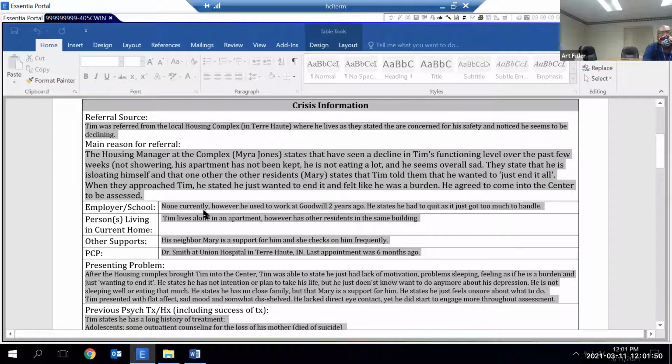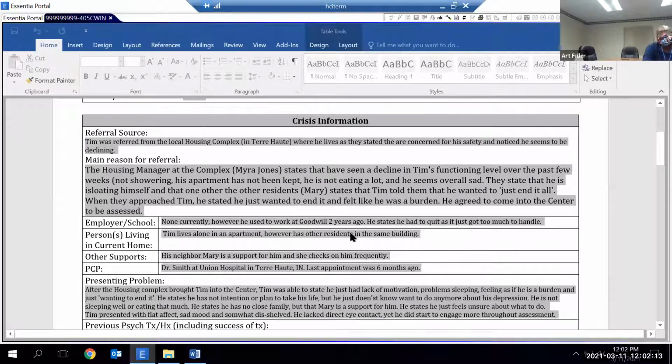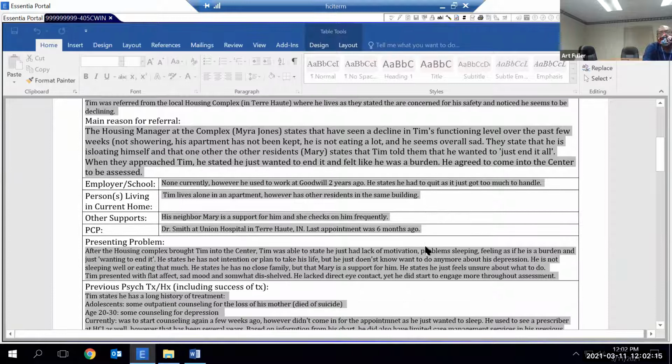The employer in school, he's not currently working. However, he states that he used to work at Goodwill 2 years ago. Even if they're not employed or in school right now, we want to make sure that we capture, if we hear them say that they were employed previously, that's a strength for them that maybe we could use moving forward after we complete our assessment. He lives alone. However, other residents are in the building.